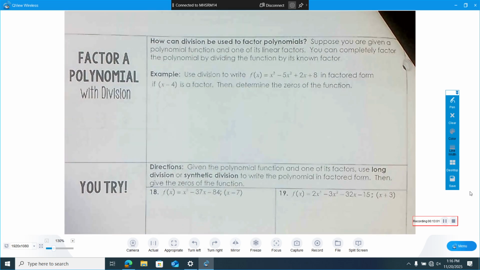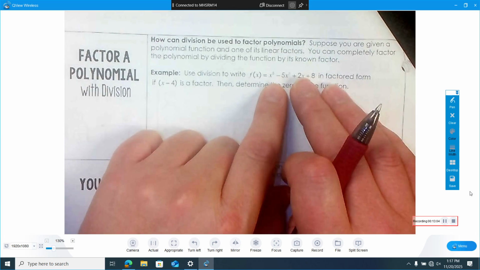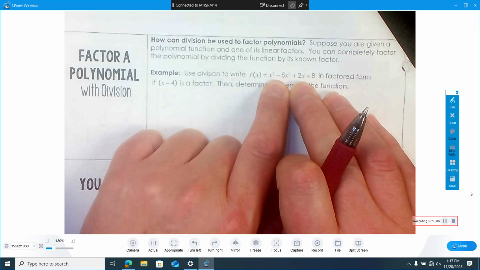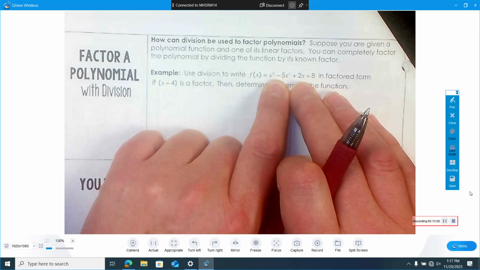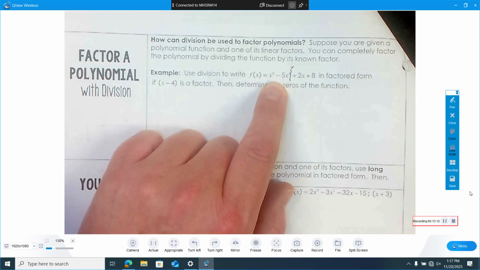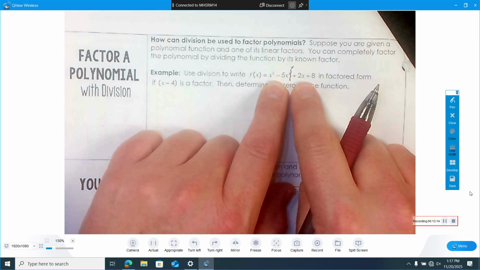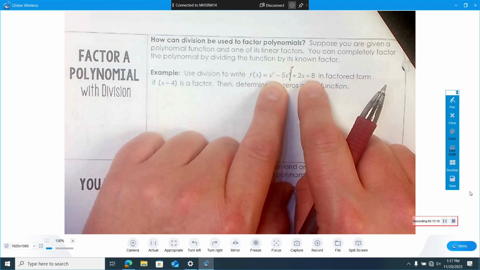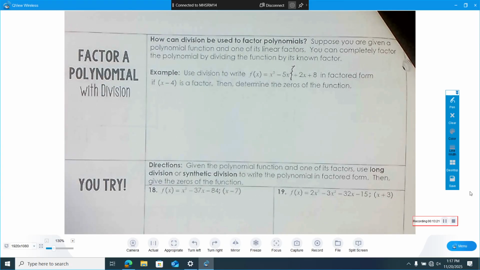Sometimes when I look at something, I'm like, it has 4 terms, but I cannot do factor by grouping. That's what I would try first, because if I can do it by hand, then that's so much faster every single time. But I don't have a GCF that will work on both of these. They would be different things, so I can't use factor by grouping.